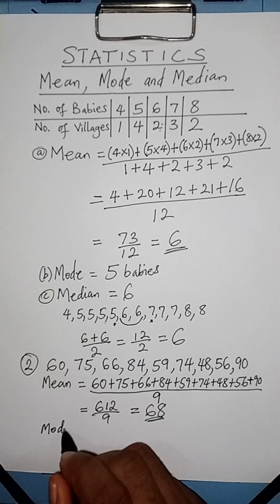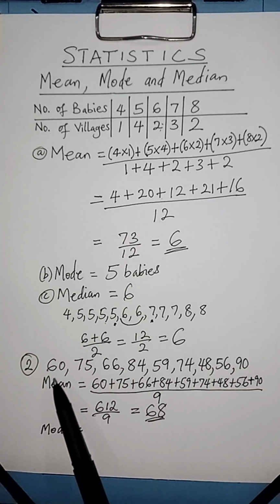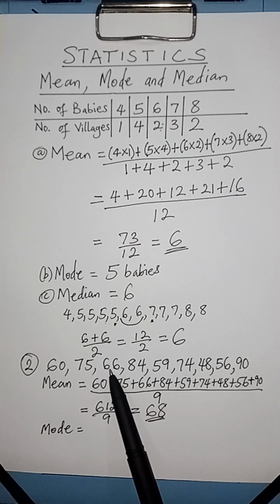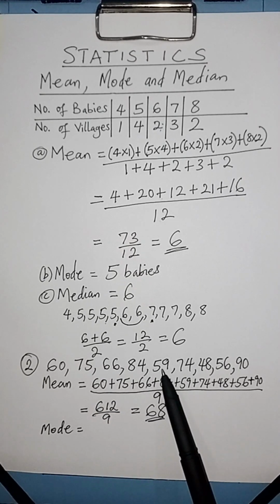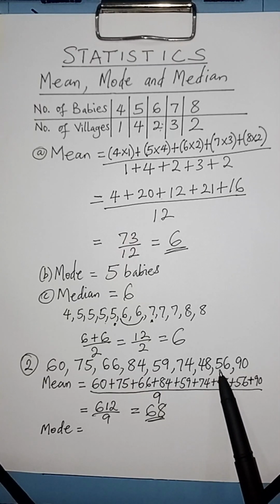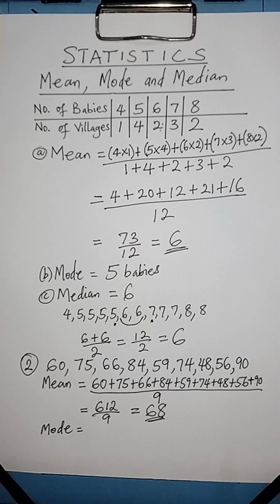The mode is very easy. The mode is the one with the highest frequency, or the number that appears more than every other number. So 60 is just one, 75 is just one, 66 is just one, 84 is just one, and 59 appears one time, 74 appears one time, and 48 appears one time, 56 appears one time, and 90 appears once. So in this case, they all appear once. So which means you cannot get a mode in this distribution.